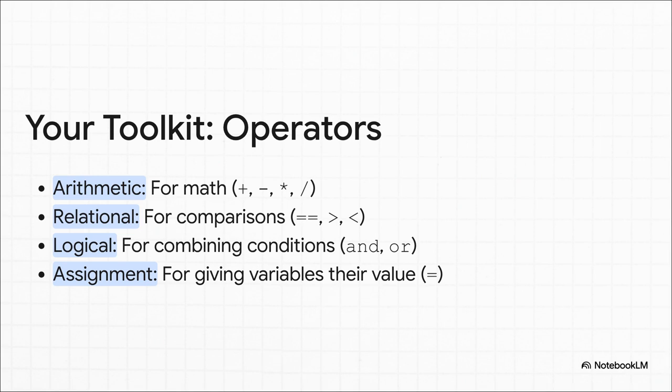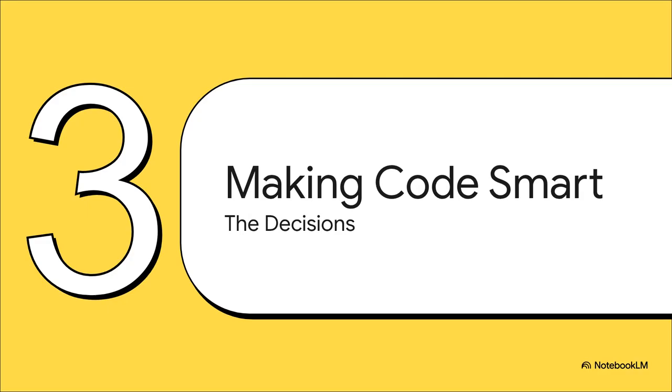Arithmetic operators are just your basic math symbols. Relational operators are for asking questions like, hey, is this value equal to that one? And they always give you back a true or false. Logical operators let us combine those questions, and the most basic one of all, the assignment operator, is just that simple equal sign we use to put data into a variable in the first place. Okay, now we are getting to the really exciting part.